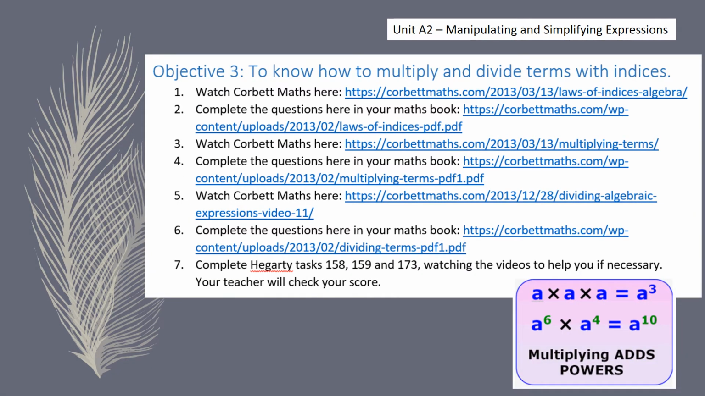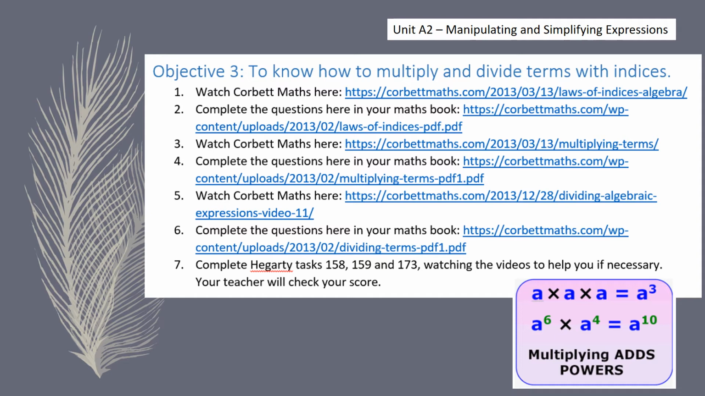Objective 3, to know how to multiply and divide terms with indices. This is quite a long part of this unit, so carefully complete each part of this objective as you go along and tick it off. I'll give you an example of what this is all about.